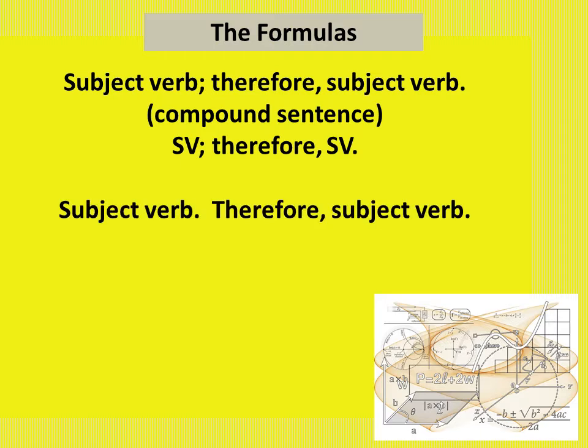We could also write subject verb period, therefore, comma, subject verb, period, of course. So SV period, therefore, comma, SV. That's just two independent clauses divided by a period. So we don't call that a compound sentence like we do in the formula before it.